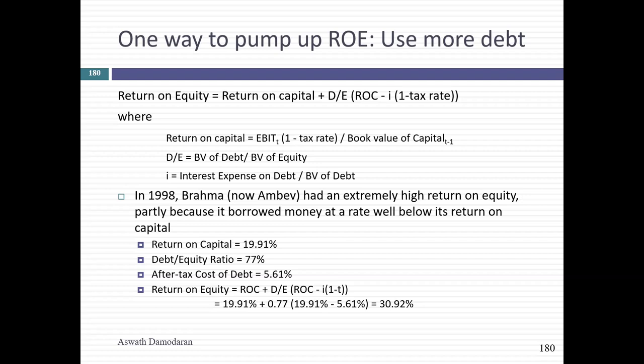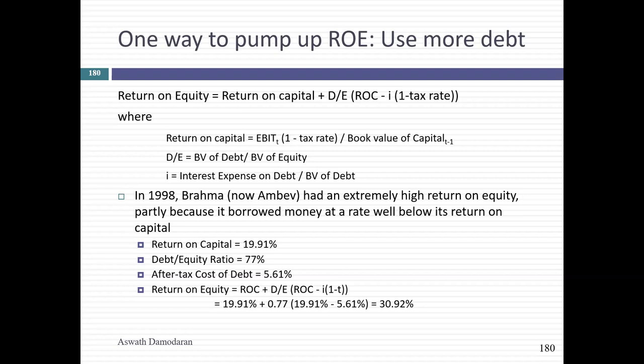So when I first looked at Brahma, the first thing that jumped out at me, they had a 31% return on equity. That's impressive. But I wanted to dig to see whether that return on equity came from great projects or whether it came from leverage. So I first computed the return on capital. Return on capital, remember, is based on after-tax operating income and book value of investment. So what you borrow has no effect on return on capital. It's a function of the quality of your projects. So if they took no debt on, their return on equity would be 19.91%.